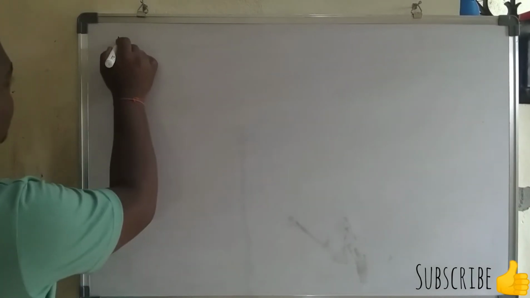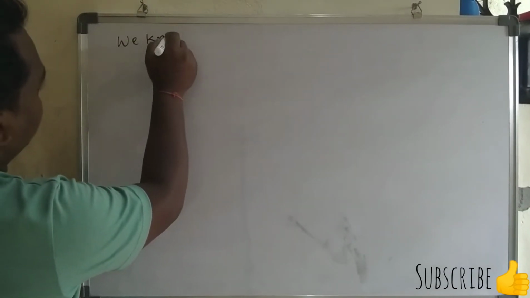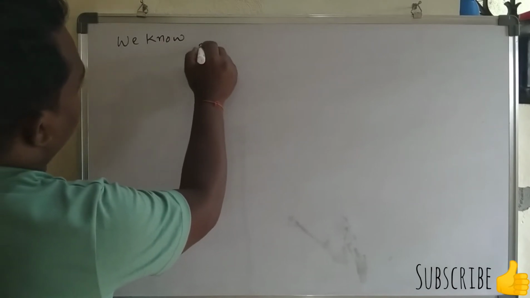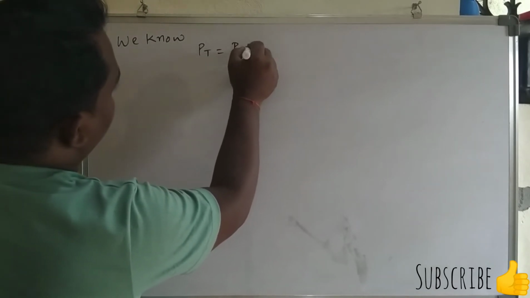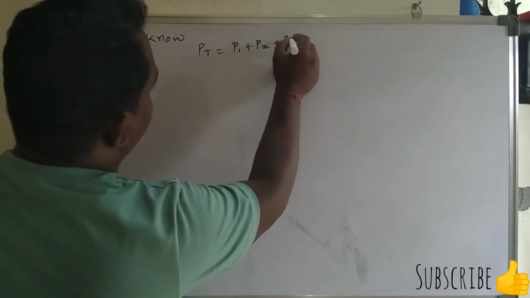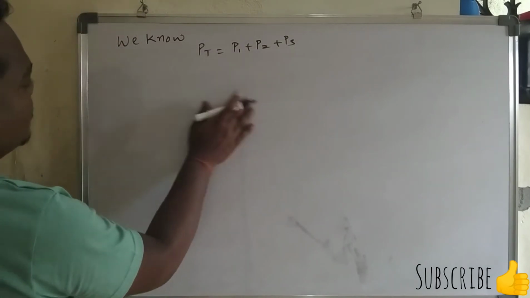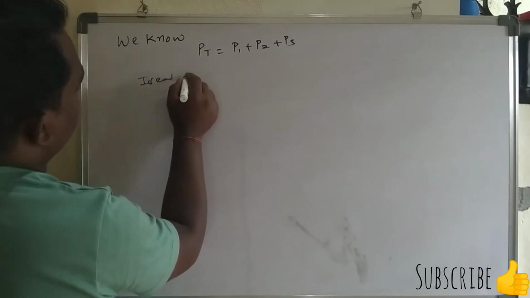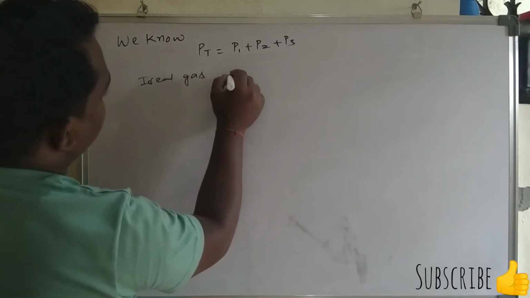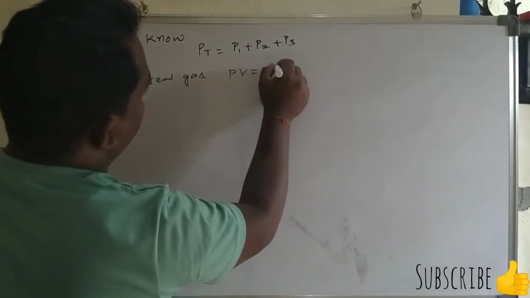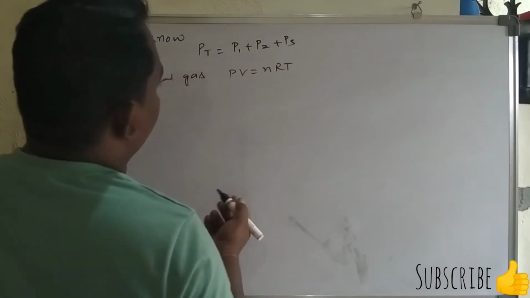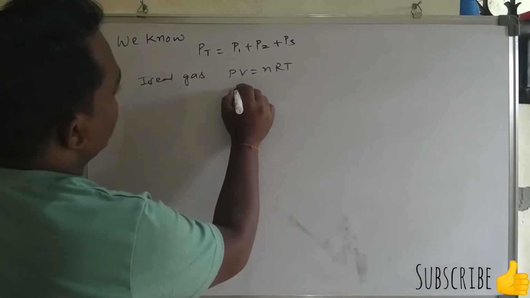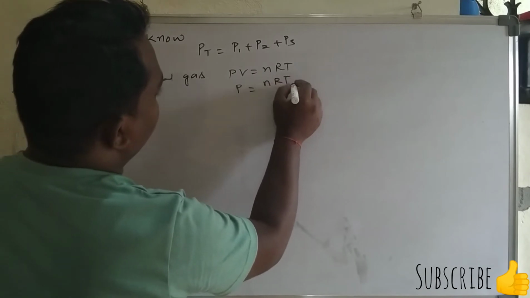We know Pt is equal to P1 plus P2 plus P3, right? So we know the ideal gas equation. What is that ideal gas equation? PV is equal to nRT. According to that, we can write P is equal to nRT by V.